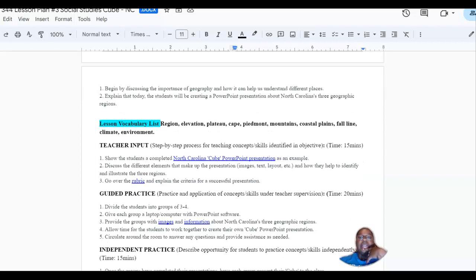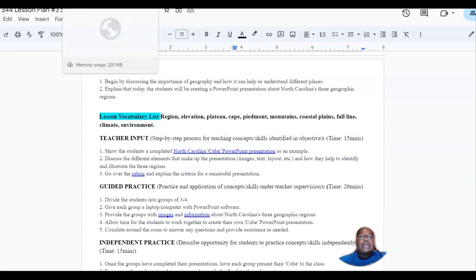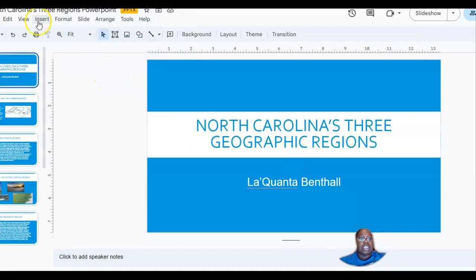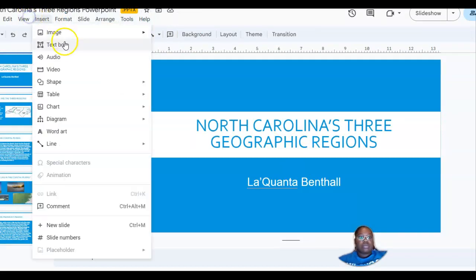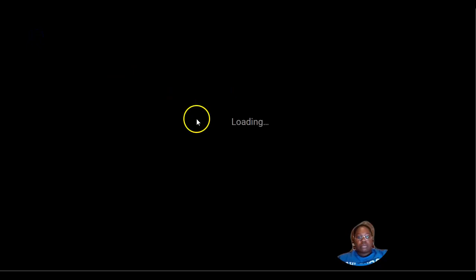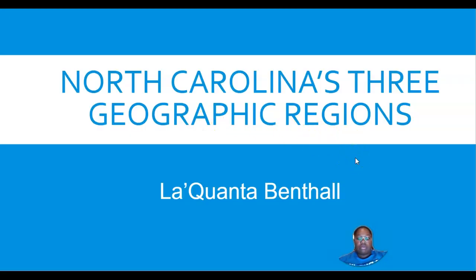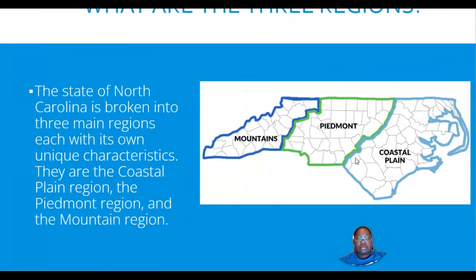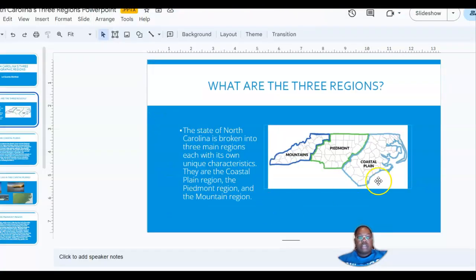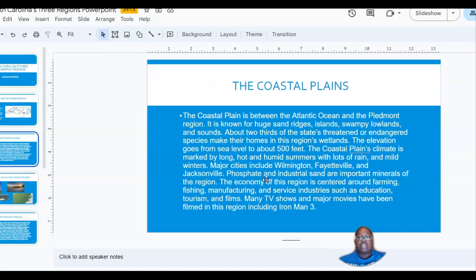All right, so the next step is my input. So what I would do first, I'm going to show the students a completed presentation as an example. So here is my presentation. All right. What are the three regions? North Carolina is broken down into three regions. We have the coastal plains, the Piedmont, and the mountains.